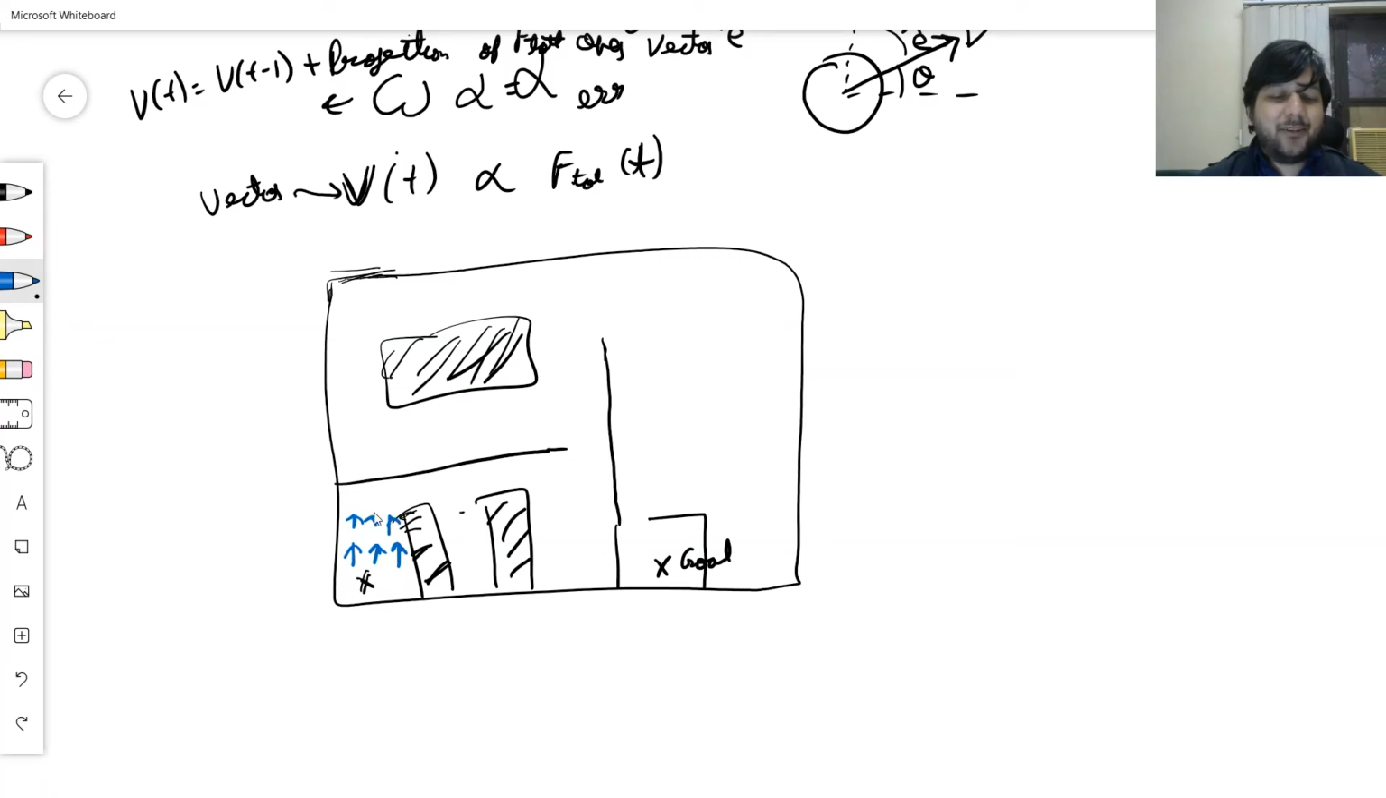So that's the end of the corridor. Now what will happen over here? Everybody will try to go to this end of the corridor. So magnitude constant, direction at the end of the corridor. I'll speak about this region in a minute. It's interesting.